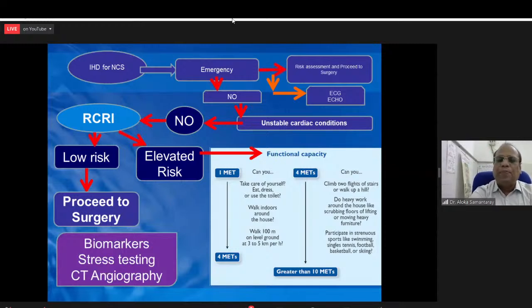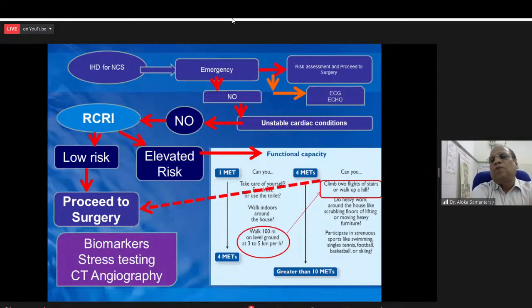Functional capacity is basically a self-reported functional capacity. Here one should look at whether the patient is having a functional capacity of more than 4 MET. One MET is equivalent to around 3.5 ml of oxygen consumption per kg per minute. So 4 MET means that patient should have at least more than 15 ml of oxygen consumption per minute.